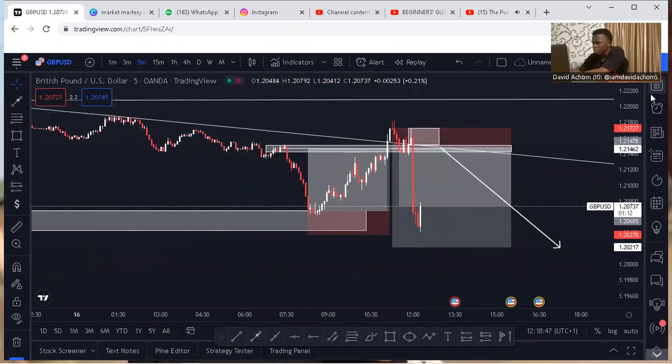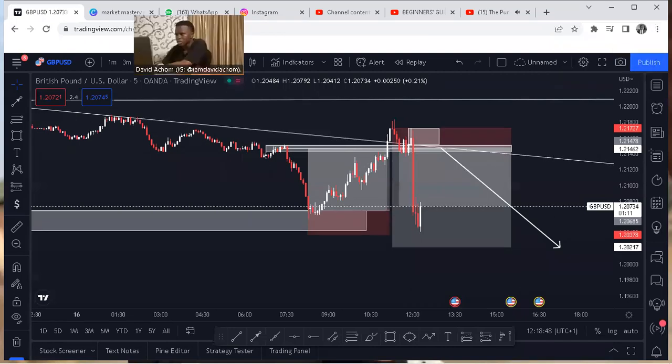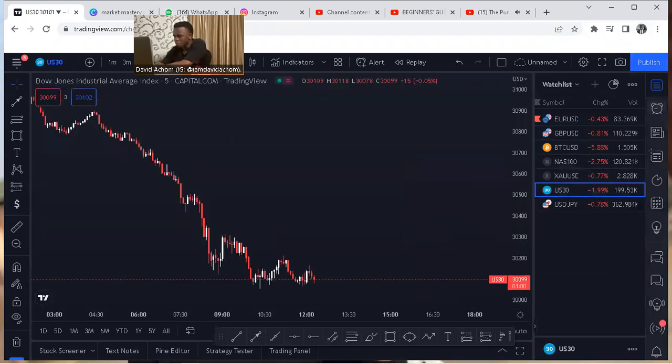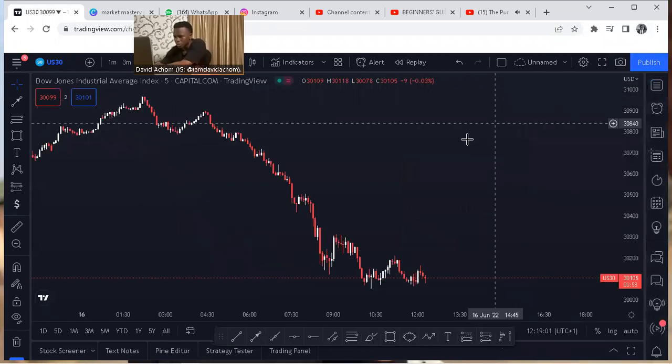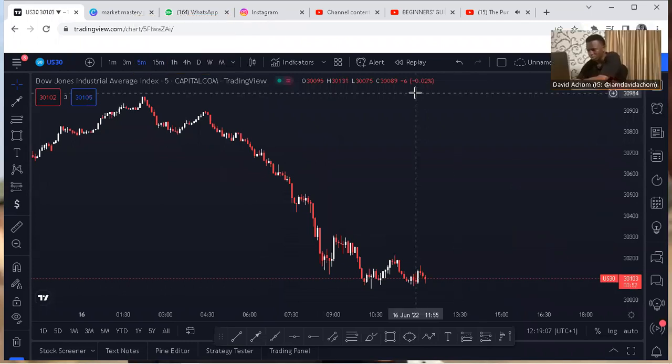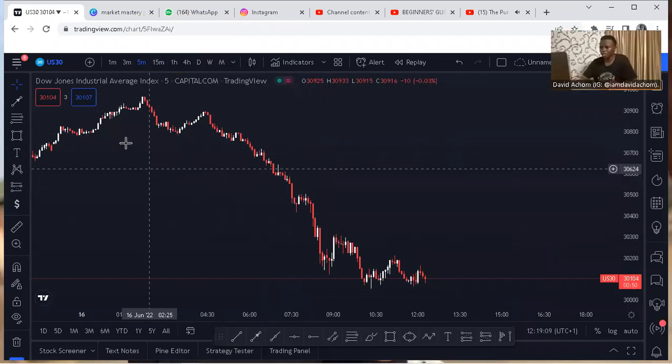Indicators, good. Let me pick a fresh chart. Let's use US 30. This is dropping crazy. Okay, not bad. So indicators now, moving average.